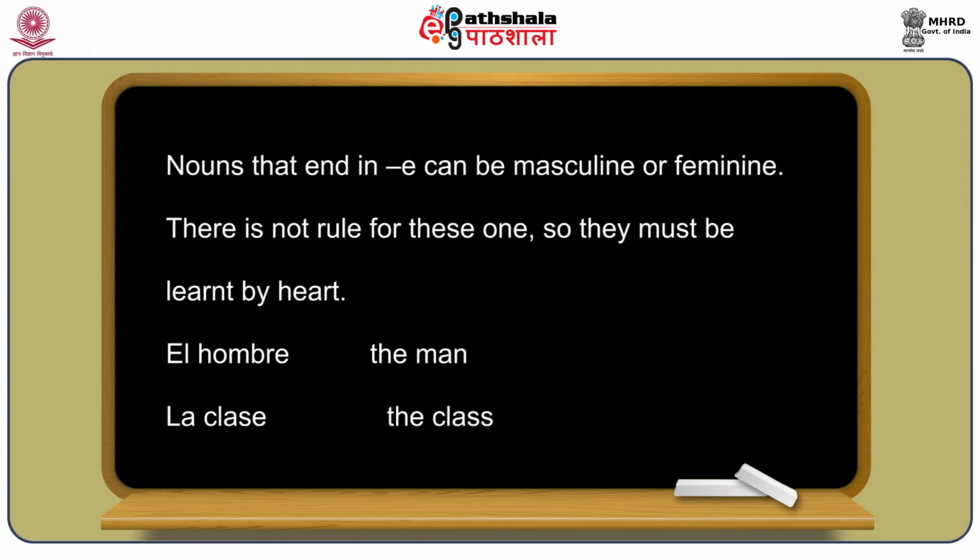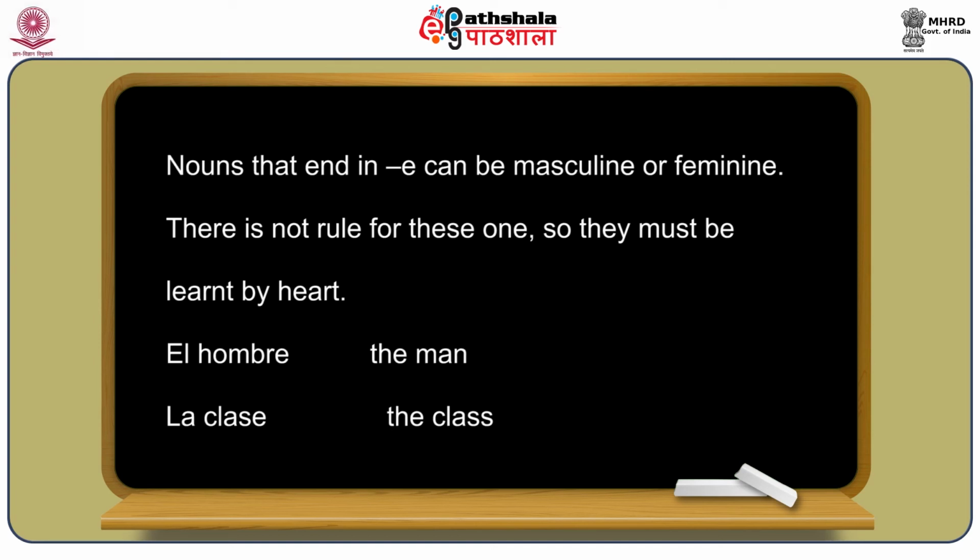Apart from these, there are nouns that end in e, that is with the letter e, and they can be masculine or feminine. Now there is no fixed rule for that, and you have to learn them by heart. So examples of this are hombre, ending in e, you have to learn that it is masculine. Or clase, again a noun, which means class, ending in e, so you should learn that clase is feminine, that is la clase.